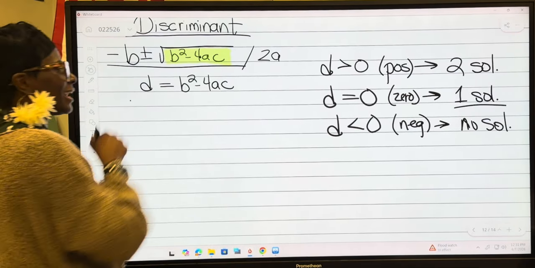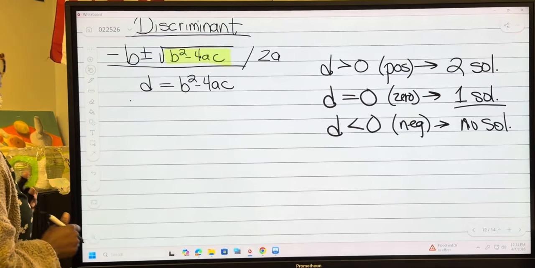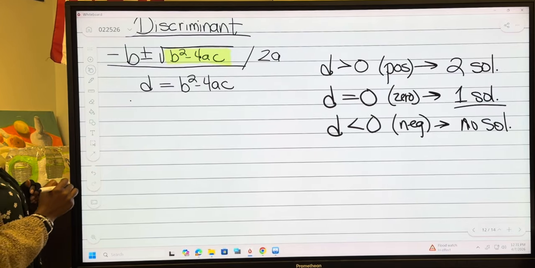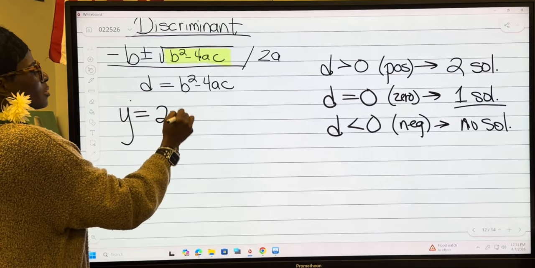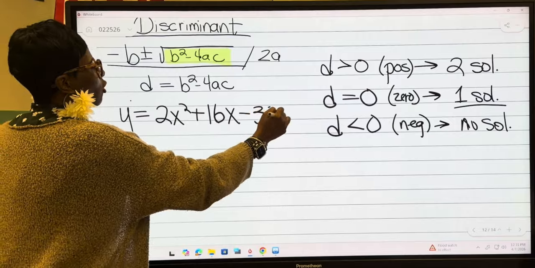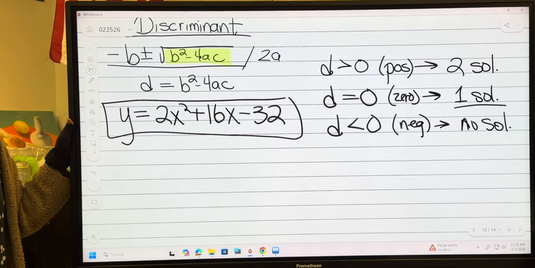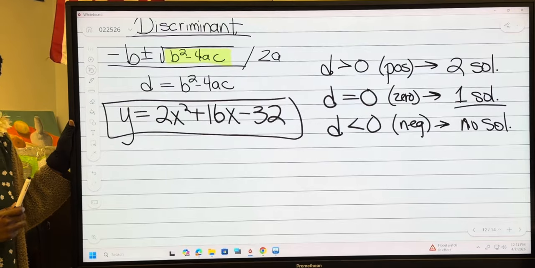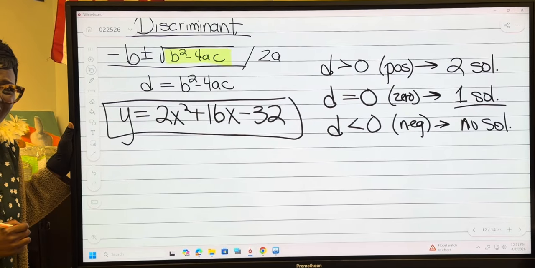So knowing that now, let's go to our problem from today. What is our problem for today? Y equals 2x squared plus 16x negative 32. Oh, y'all are great in choral, just great in responding all together. I love it. Do it again. What was it? Y equals 2x squared plus 16x minus 32.